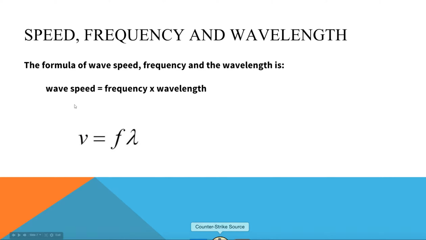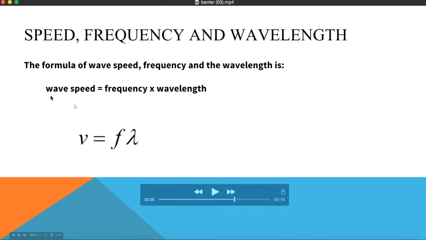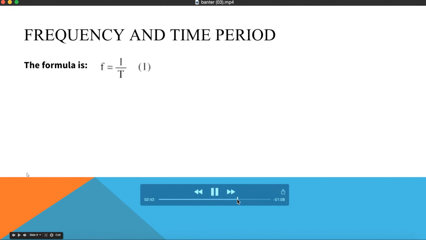Speed, frequency, and wavelength. The formula for speed, frequency, and wavelength is wave speed equals frequency times wavelength, abbreviated as this formula. Frequency and time period. The formula is frequency equals 1 over T. You can make this into a triangle to make this much easier.